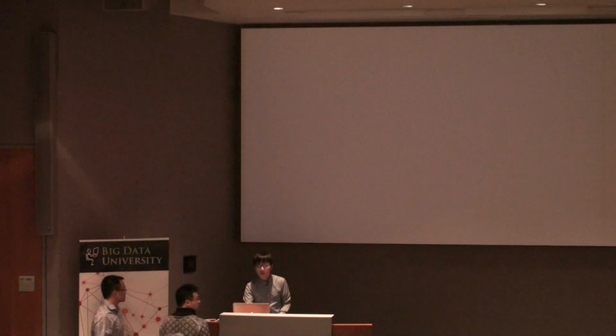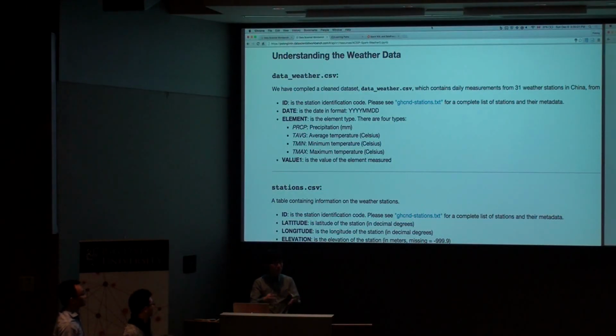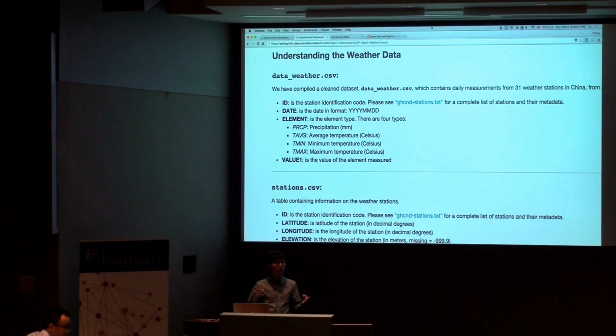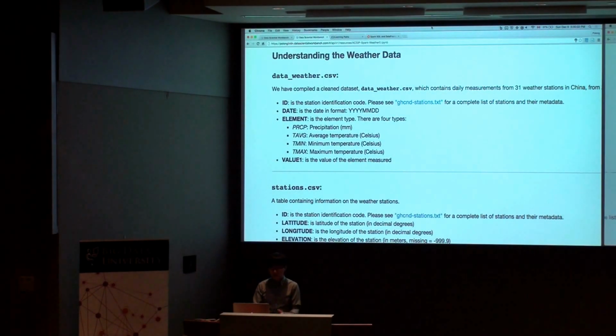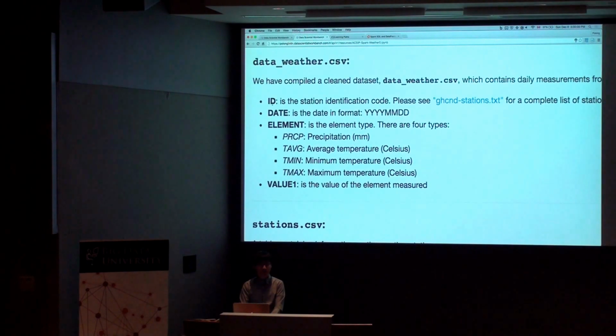For this tutorial, we're only looking at weather stations in China. Now, again, there are many different weather stations in China, but we're focusing here on 31 weather stations throughout China. And for each row in this table, we have these variables.